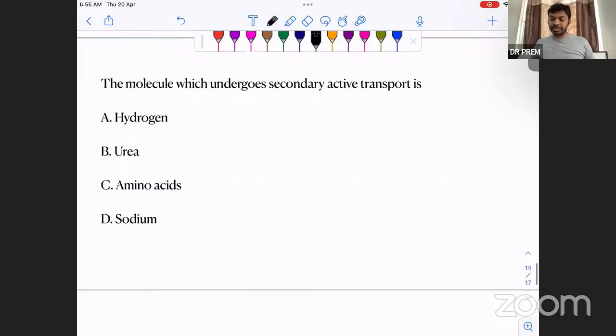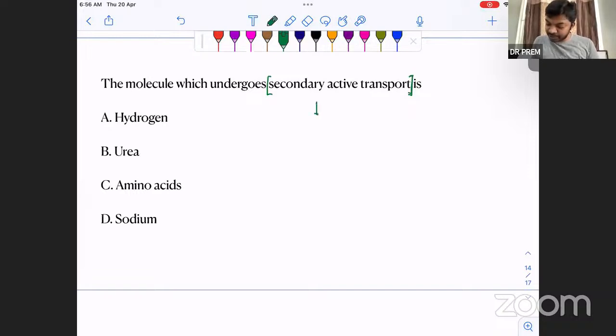A simple question. A molecule which undergoes secondary active transport. Which molecule undergoes secondary active transport among the options? Hydrogen, urea, amino acids, sodium. All right. Okay. Again, Dr. Mohan, this is something people often get confused. Let's understand what secondary active transport is first, and then we'll get to the options. That will give us better clarity.